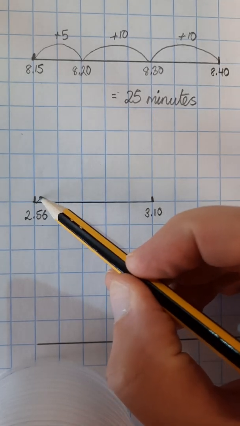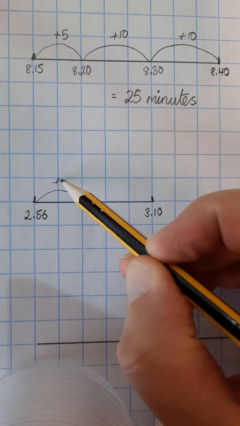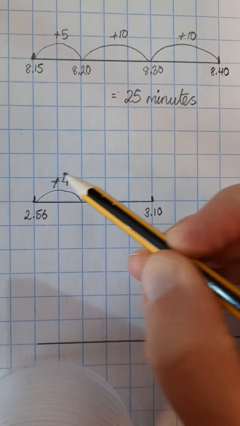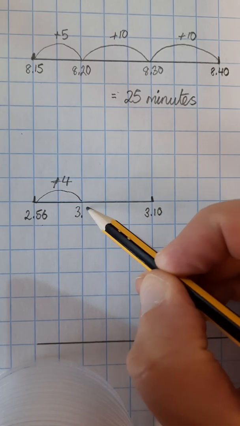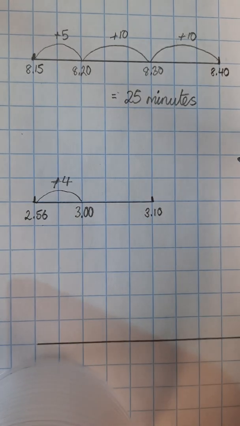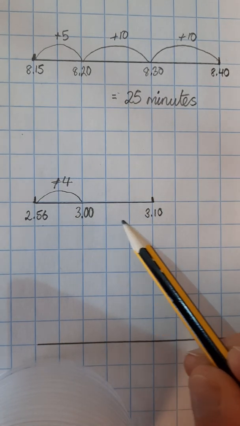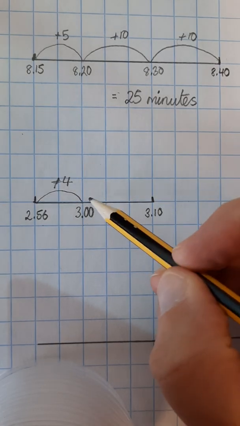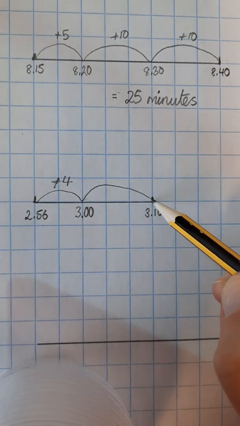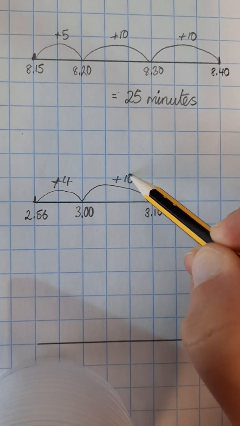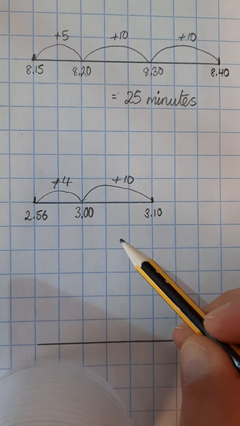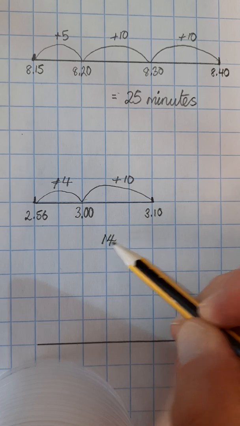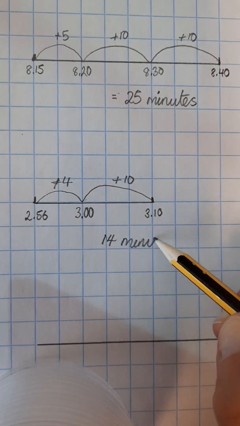So let's make that initial jump, and we've got plus 4 minutes. And by having plus 4 minutes, we are now on to 3 o'clock. It's then clear straight away how many minutes we need before we get to 10 past 3. So we're going to make that jump right now. And here we've got 10 minutes. Therefore, our total time is 14 minutes as a crossing.